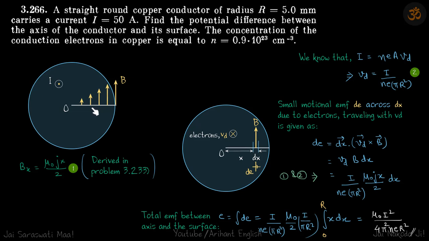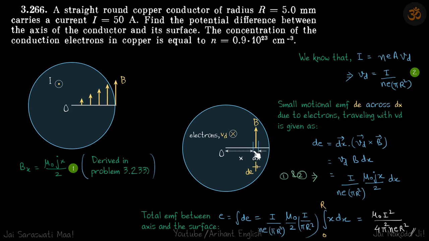we also don't know what is the value of velocity of the electrons. So for that he has given this. So let's find the velocity of electrons first. So current is neAVd, we know that. So from here the drift velocity is I upon ne, and cross-sectional area for the conductor is pi r square. So this gives us the value of Vd. So now we can calculate our motional EMF.